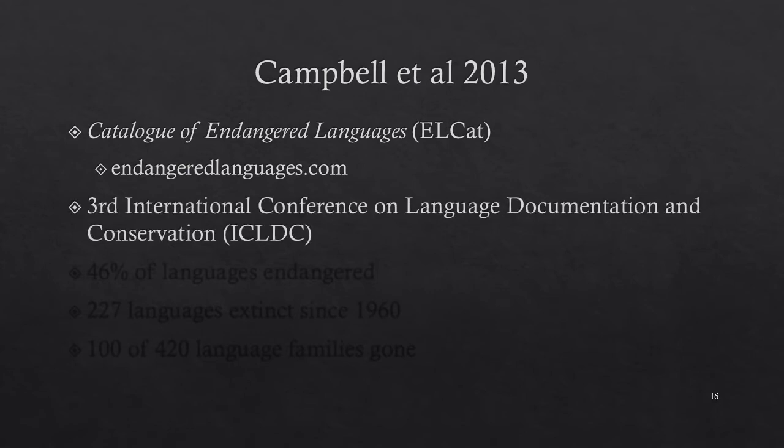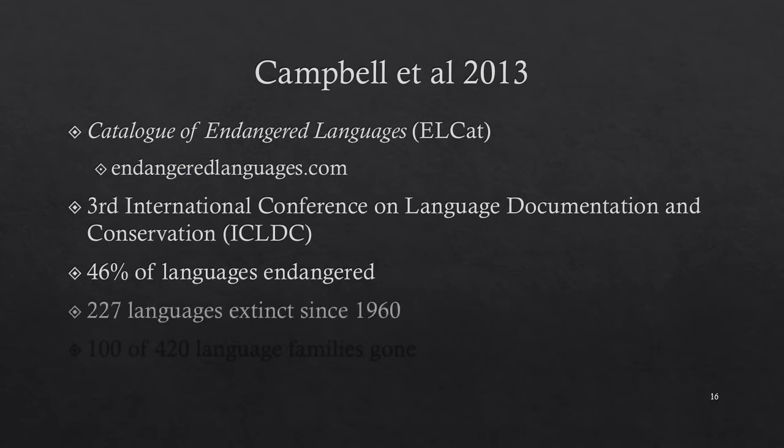This presentation was given at the 3rd International Conference on Language Documentation and Conservation, and the audio from the original presentation is available online. Their conclusion from the analysis of their catalog is that 46% of the languages of the world are endangered, that 227 languages have gone extinct since 1960, and that 100 of 420 language families have disappeared. So they're not only looking at the loss of individual languages, but also the loss of language families.